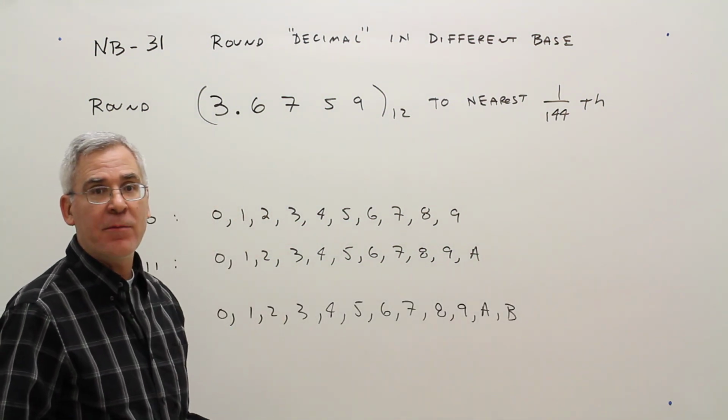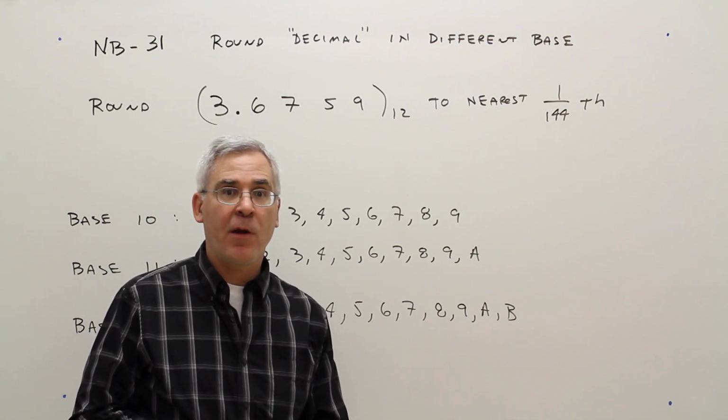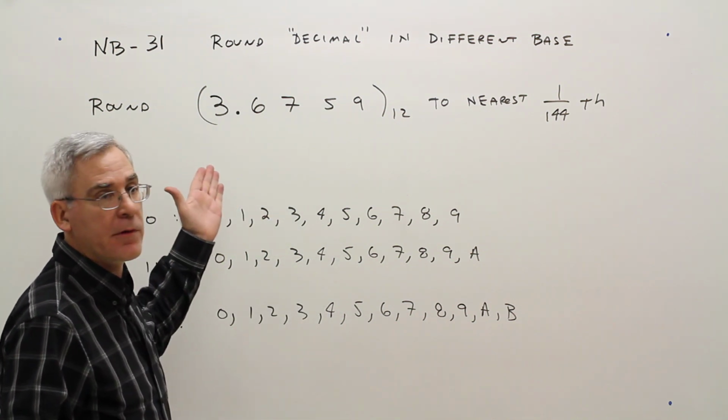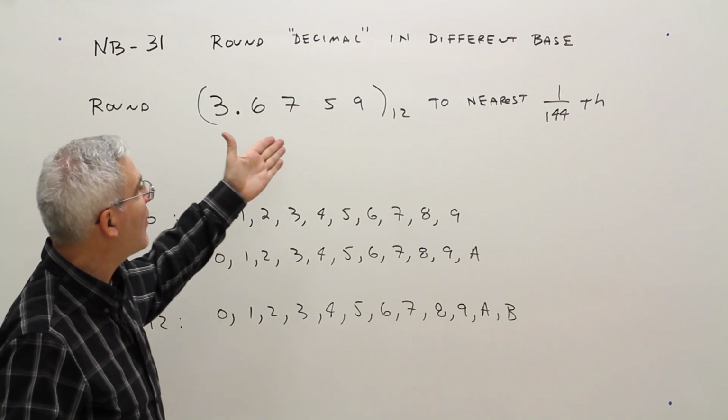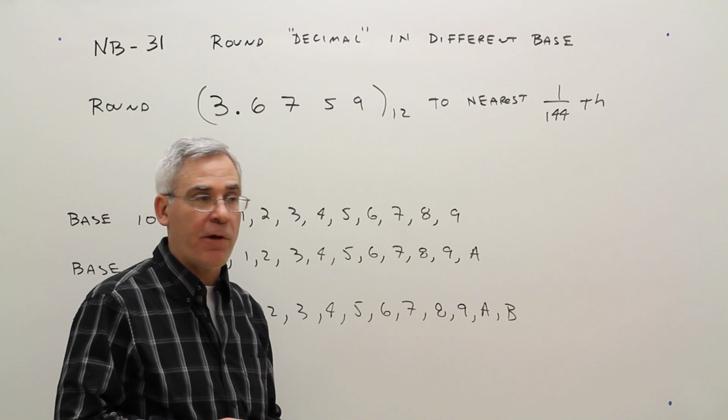Welcome to video NB31, rounding a decimal in a different number base. Here's the problem. Round 3.6759 base 12 to the nearest 1/144th.